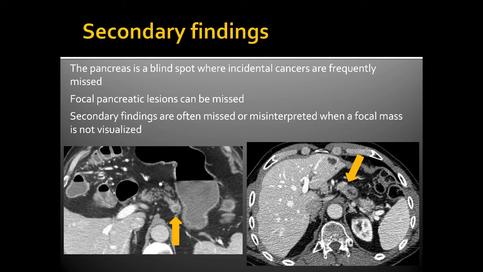Secondary findings are often missed or misinterpreted when a focal mass is not visualized. The right-sided CT was performed in a patient with esophageal cancer undergoing surveillance. There is abnormal enhancement in the pancreatic tail with ductal dilation and abrupt transition. This turned out to be pancreatic adenocarcinoma, but was missed by the interpreting radiologist.